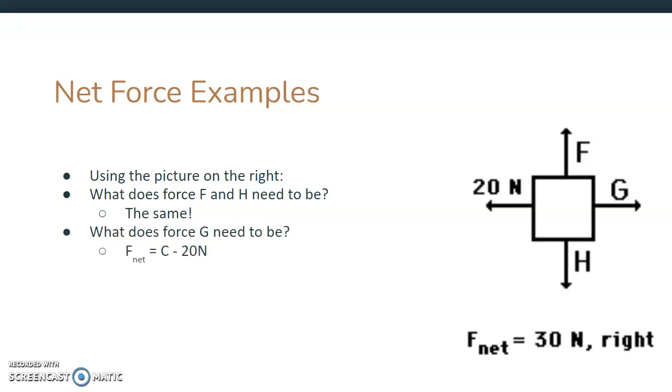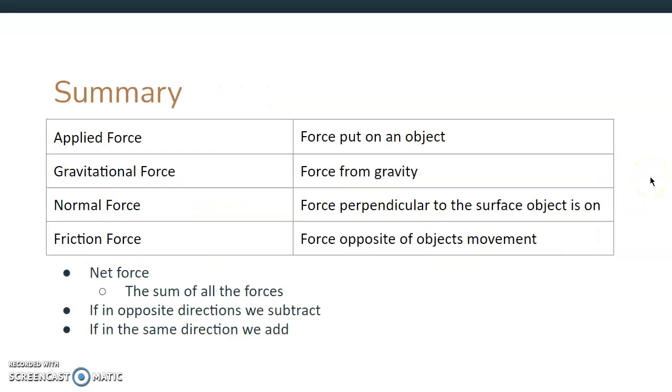Well, we're going 30 to the right, so that means that we can say F net is equal to, I have C again, sorry, G minus 20. Then we're going to have to add 20 to the other side of our equation to get 50 newtons to the right. Again, we can just do this in our head sometimes, where we have 20 newtons to the left. If we are going to have a total of 30 to the right, 50 minus 20 gives us 30 to the right. So 50 is G. G is going to be 50 to the right.